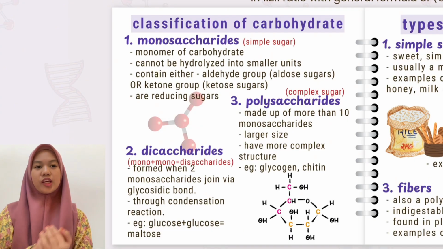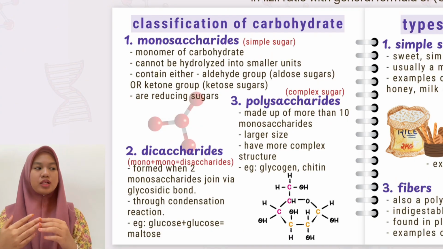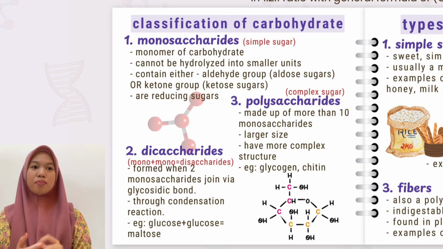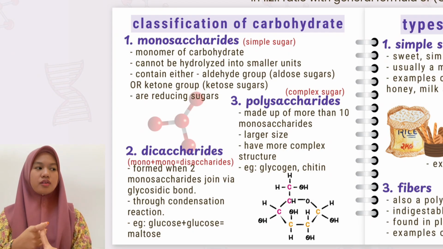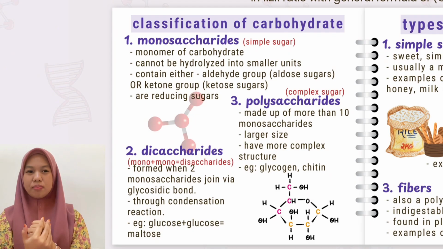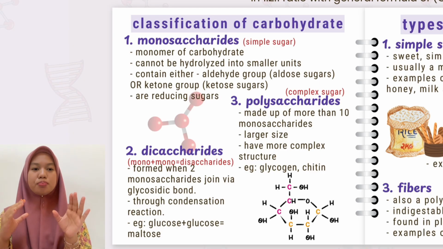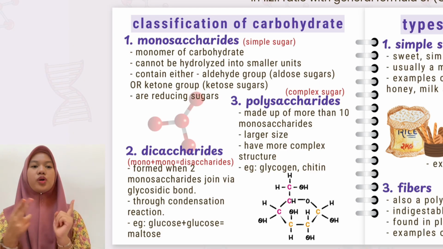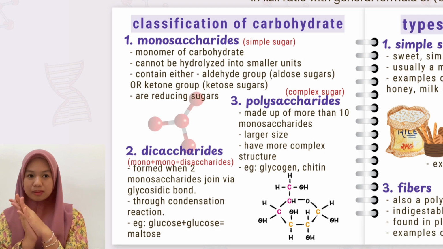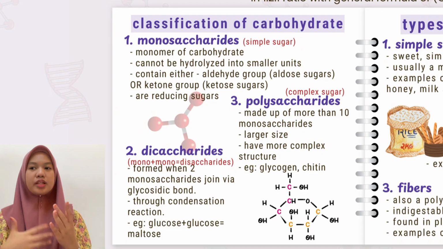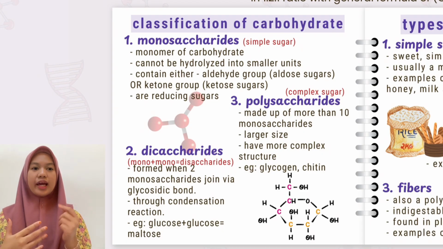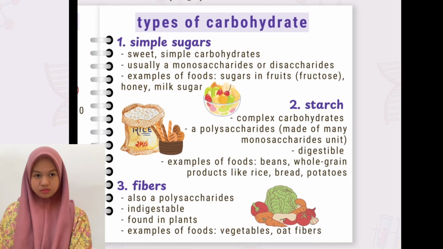So the last classification of carbohydrate is polysaccharide. Polysaccharide is also known as complex sugar as it is made of more than 10 monosaccharides. It also has a more complex structure and is bound together with glycosidic bonds and also hydrogen bonds. For example, it includes glycogen, which is the energy storage in the human body, and also chitin, which is an important carbohydrate for the animal's body, especially for insects.